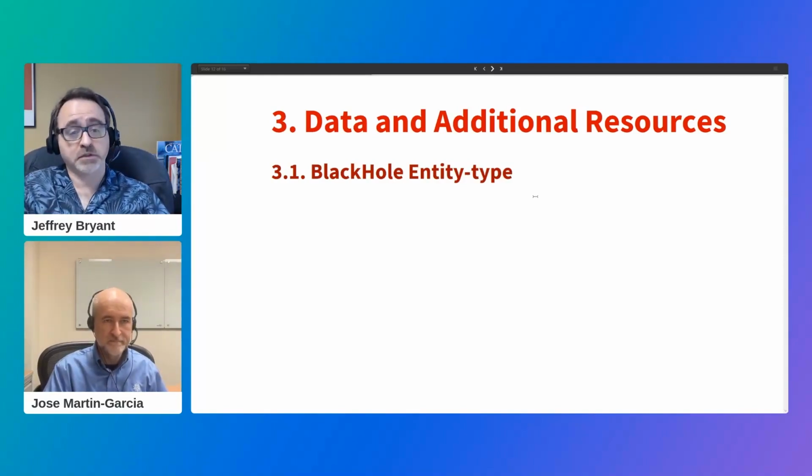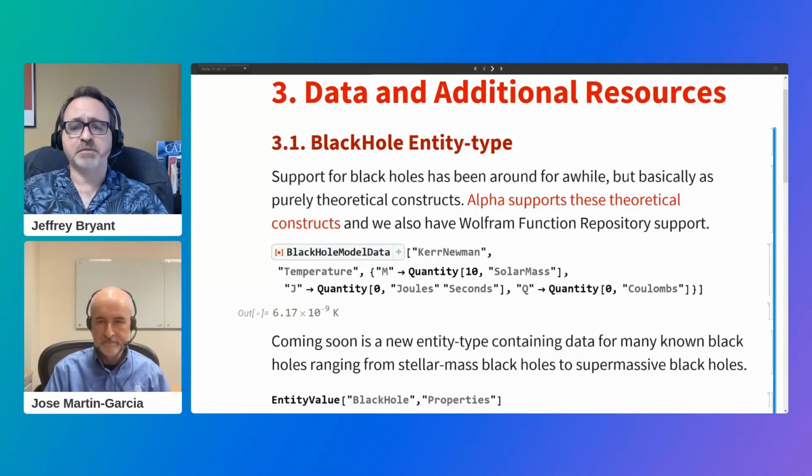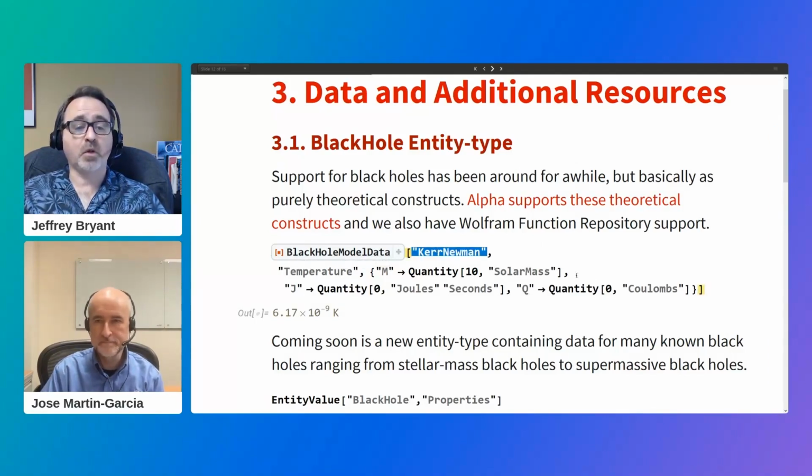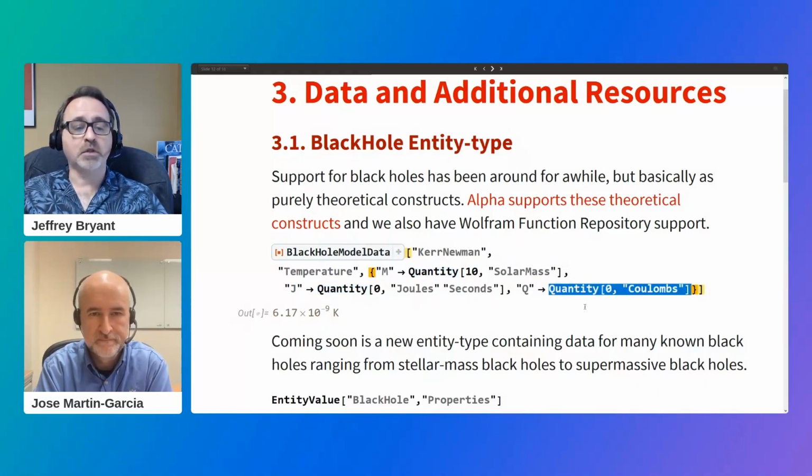We're going to have black hole data. So with black holes, for quite some time, we've had, at least on Alpha, support for theoretical constructs. So a theoretical black hole with a known mass. So here you can see, for example, this is a Wolfram Function Repository item called Black Hole Model Data. It's for a Kerr-Newman black hole. You want to know the temperature of that black hole, and it has a known mass of 10 solar masses. Here you can see the angular momentum and the charge. So here we've got a chargeless black hole, and you can see here the temperature. So very, very cold. So this is a theoretical construct.